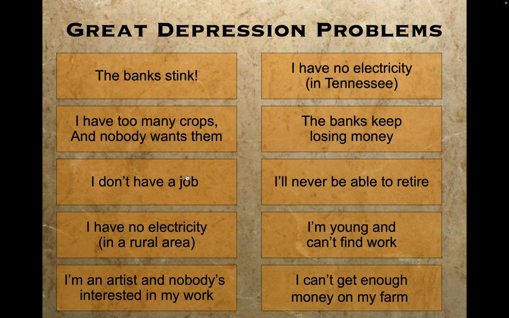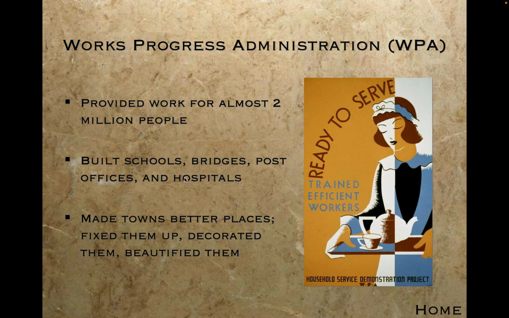Another problem they had, I don't have a job. If I click on that, it tells me one of the solutions that they tried to use. Works Progress Administration, or the WPA, provided work for almost 2 million people. They built schools, bridges, post offices, and hospitals. Made towns better places, fixed them up, decorated them, and beautified them. It's also got a picture of the WPA. So I'm going to click Home.